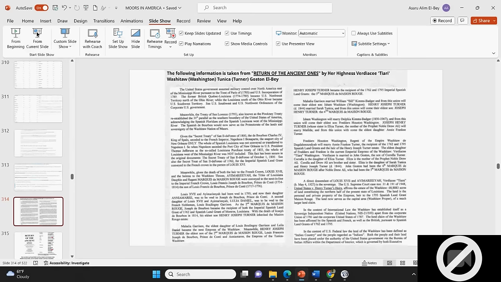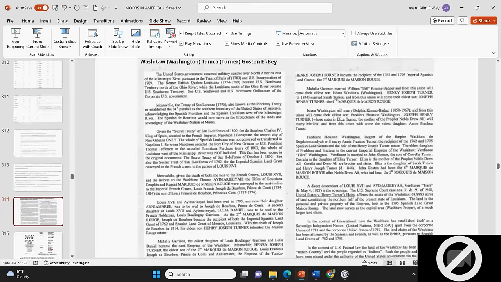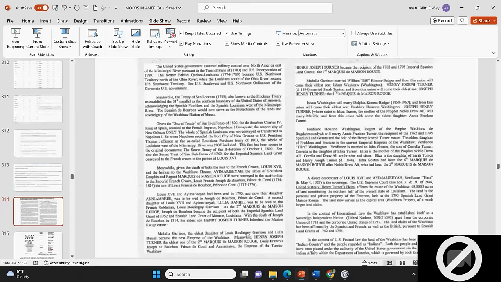Louis Francisco, let me see if we can get this a little bit bigger here. De Bourbon, Joseph de Bourbon, Prince de Conti, and Anna Maria, the Empress of the Tunica, of course, the Washitaw. Henry Joseph Turner became the recipient of the 1762 and 1795 Imperial Spanish land grants, the third Marquise de Maison Rouge. Mahalia Garrison married William Bill Kimbrough Badger, and from this union will come their eldest son, Isham Washington.